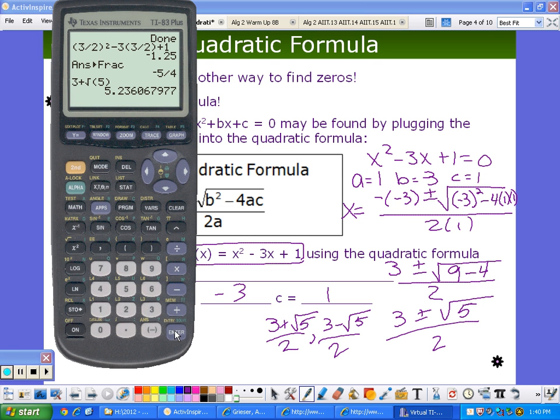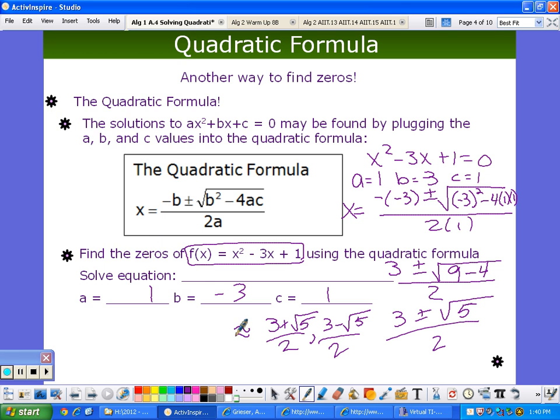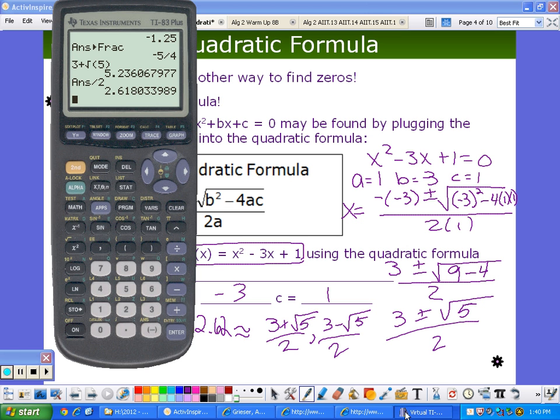Now divide by the denominator. Divide by 2. If you do that all in one line and no special parentheses, no special grouping, it's going to do the wrong order of operations. If you want to do it in one line, you have to put the numerator in parentheses first. So I usually just do the numerator, hit enter, divide by the denominator. 2.62. So this one's approximately 2.62. Let's see what 3 minus square root 5 divided by 2 is.